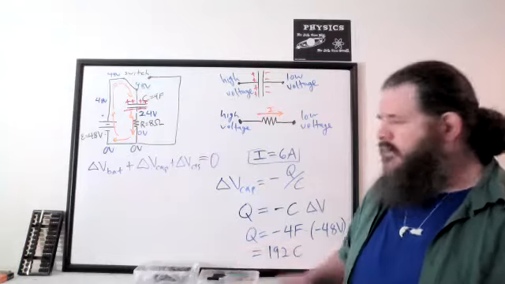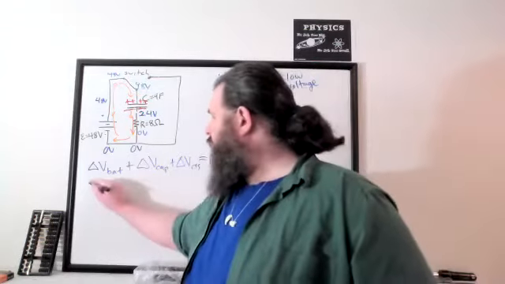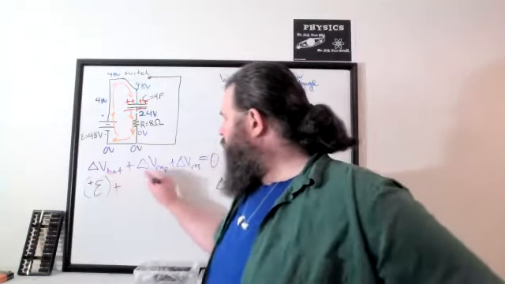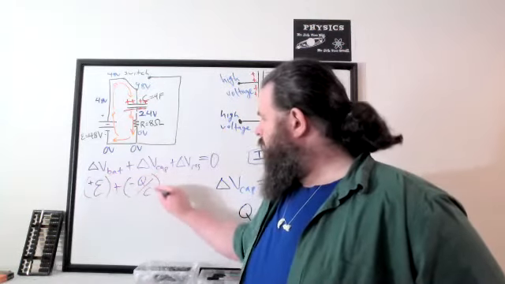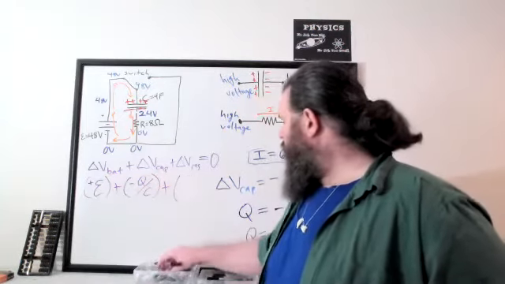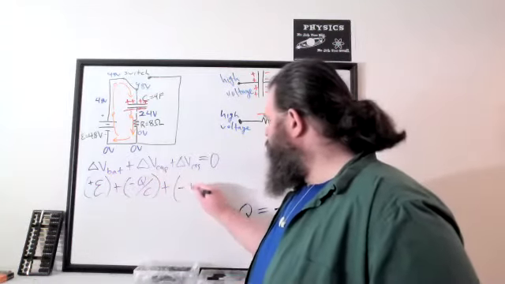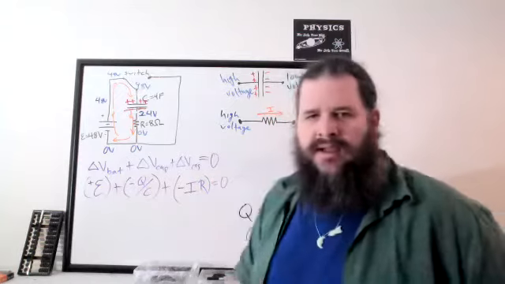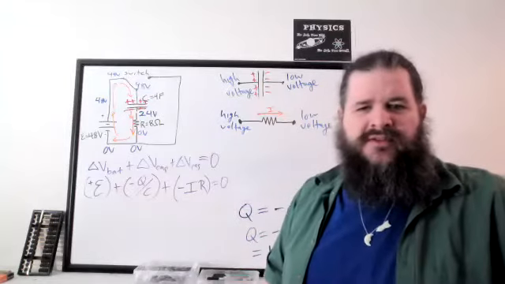And we can also take a look at this in terms of the loop rule. We can say delta V of the battery is always going to be plus epsilon. Delta V of the capacitor is always going to be negative Q over C. Delta V of the resistor is always going to be negative IR. And I find it useful to add these terms to the other side just to simplify things a bit.